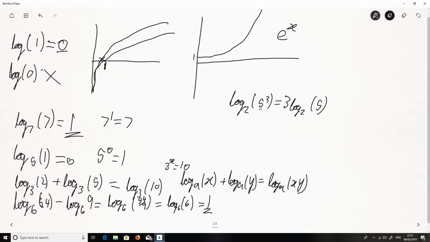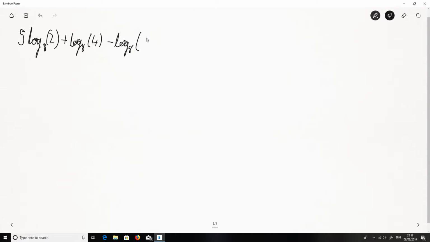So those are some very simple log rules. This time we'll go through a bit more of a complicated simplification. This is more the style of one that would come up if you sat an exam with this subject in it. So we'll say 5 log to the base 8 of 2, plus log to the base 8 of 4, forgot to put brackets here, minus log to the base 8 of 16.